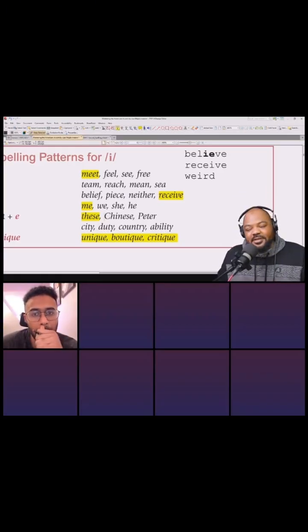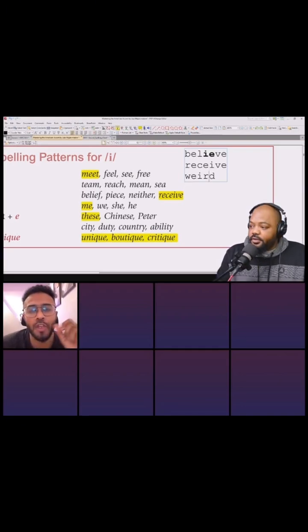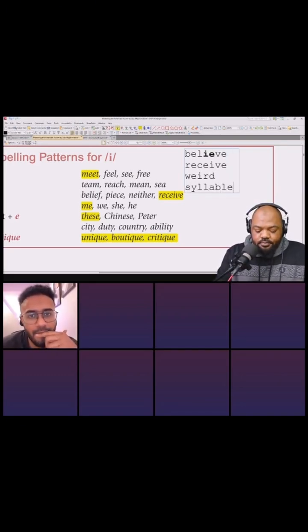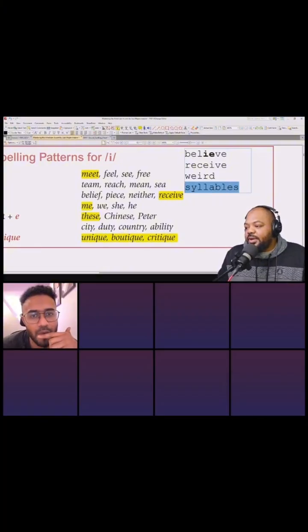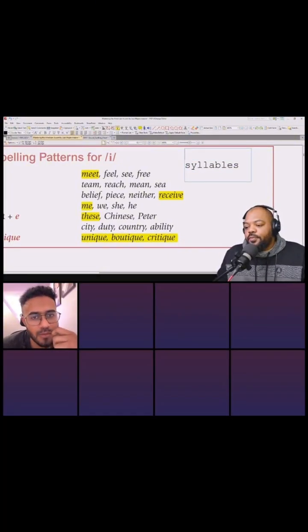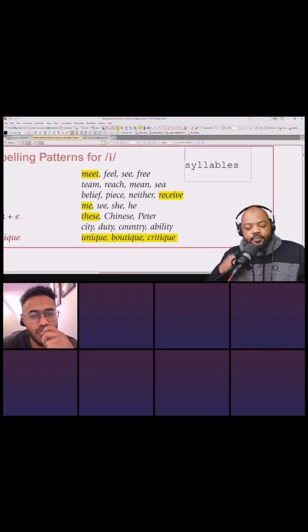Now, the other thing we also have to pay attention to is how many syllables there are. We have spoken about this before. The syllables are the movements in a word, correct? And the syllables are based off of vowel sounds. So depending on how many movements, for the word unique, how many movements are there? Unique. Two. Very good. So we say unique has two syllables. Now, can you say boutique?